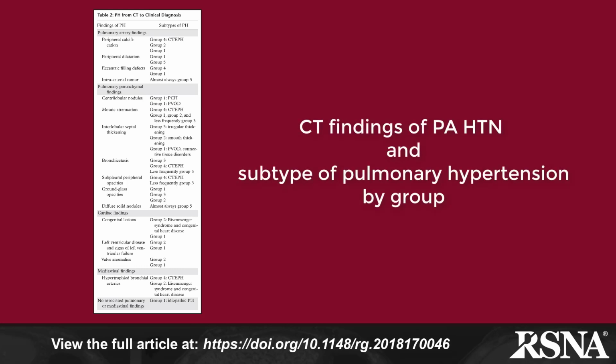The paper concludes with a summary table that lists by category the CT findings described in the paper and the associated subtypes of pulmonary hypertension seen with each of the CT findings.